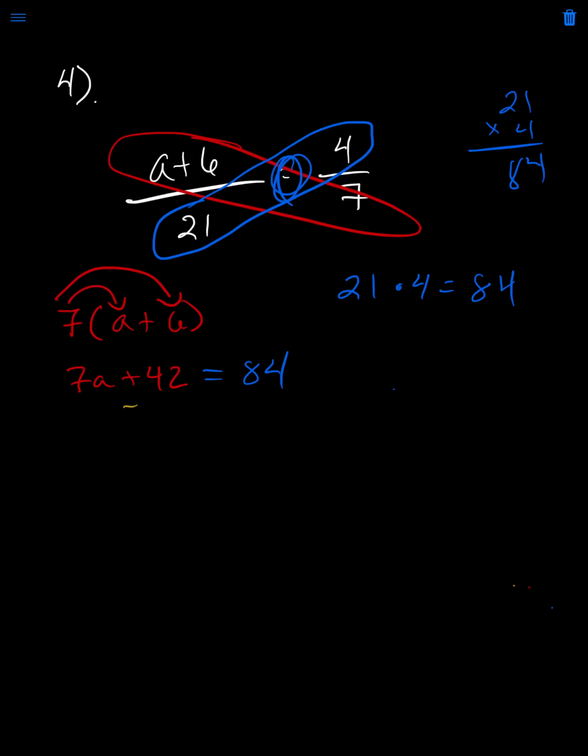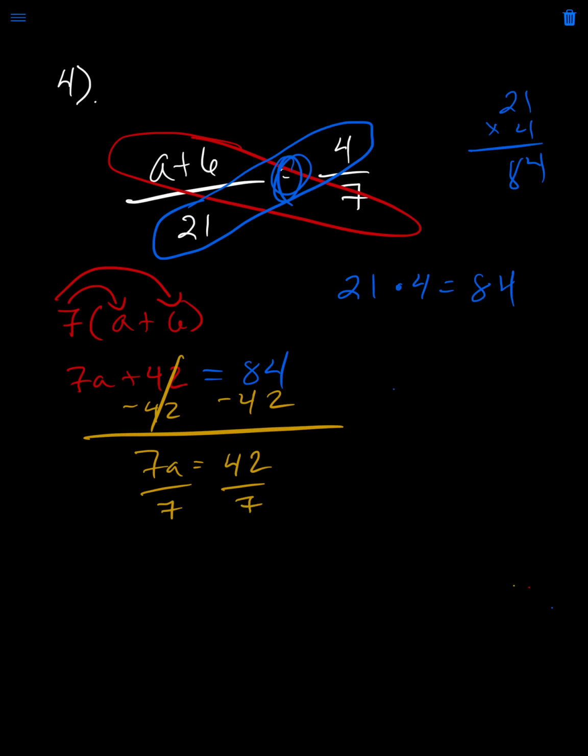So I just go ahead and make those equal to each other because it's a proportion. Remember, proportion means equals to. I'm going to go ahead now and I'm just simply going to subtract 42 on both sides. That's 42. Divide both sides by 7. So a is equal to 6. It's much easier to do it that way.